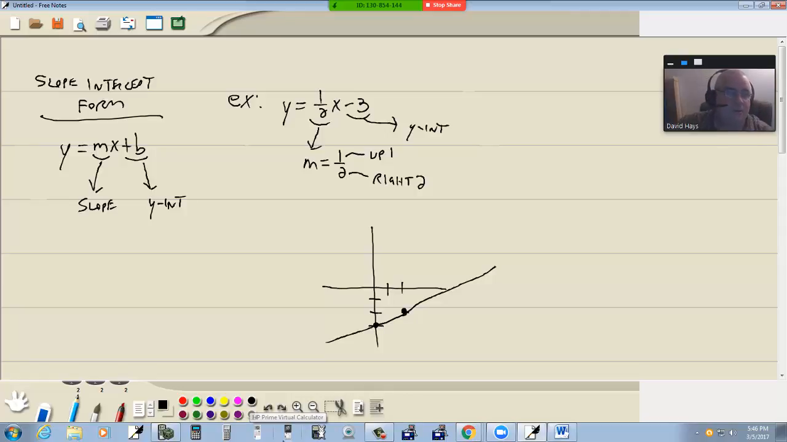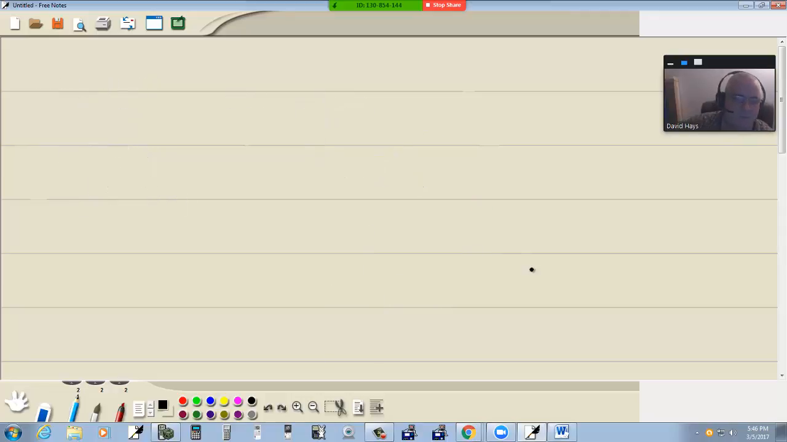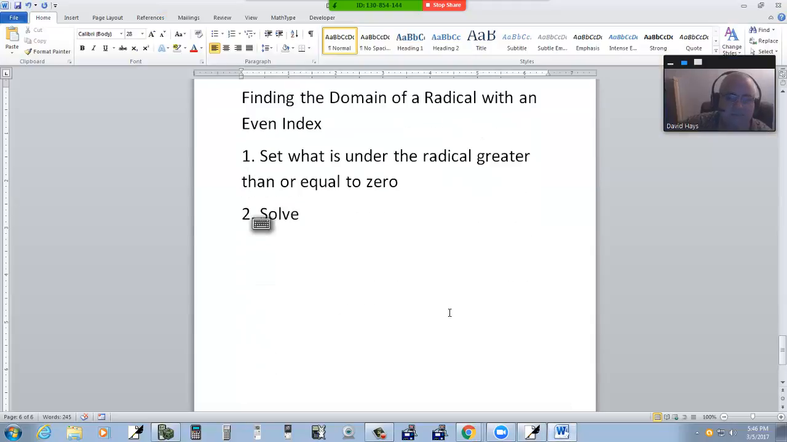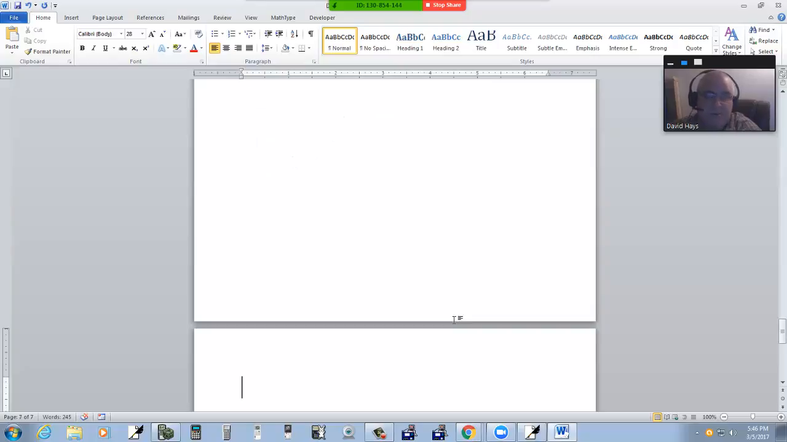Much preferred method versus the t-chart. Let me clear that off. Now some problems revolve around finding the equation of the line. When I say find the equation of the line, you're talking about slope-intercept form.